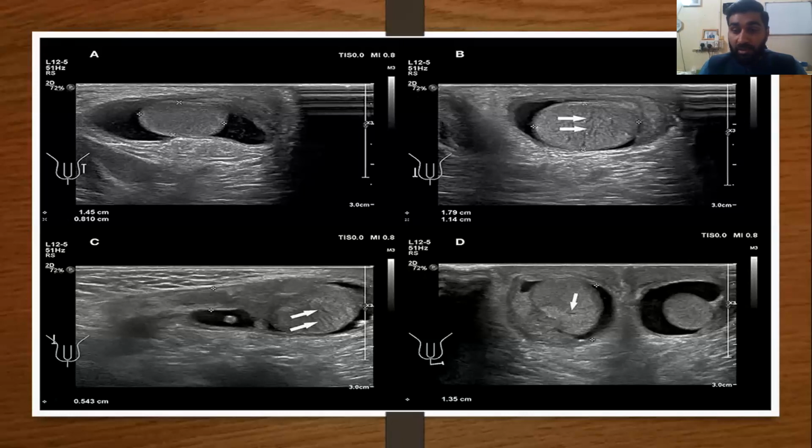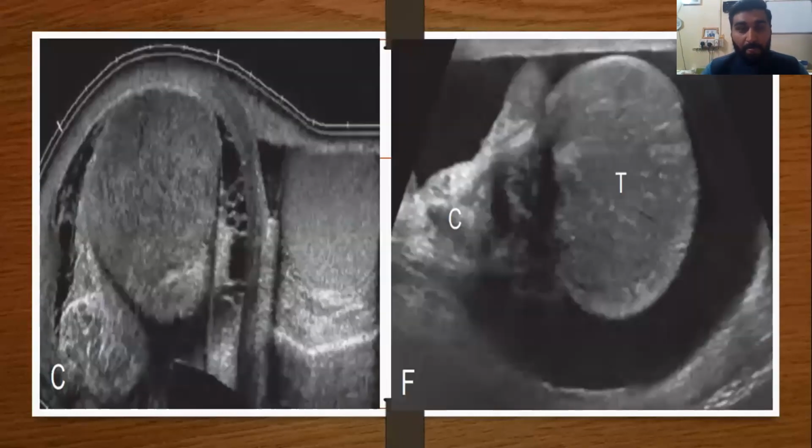In image D, you can see a torsed testis with minimal hydrocele and thickened spermatic cord. However, the epididymis is also affected. It is enlarged and thickened. These slides show the atypical appearance of testicular torsion.